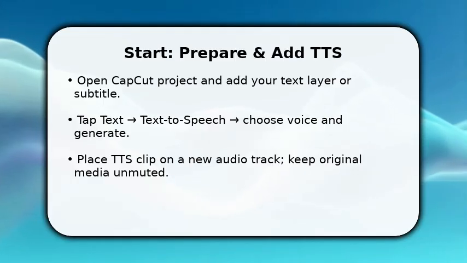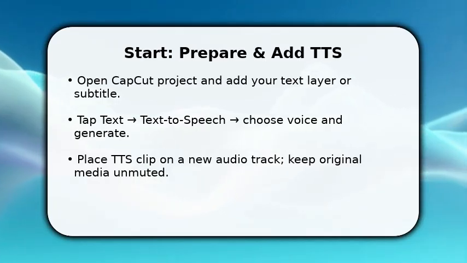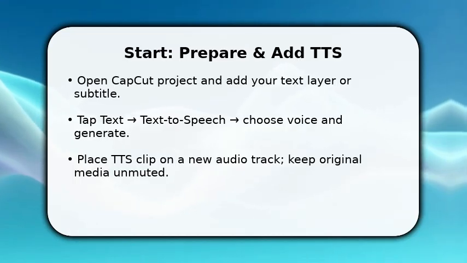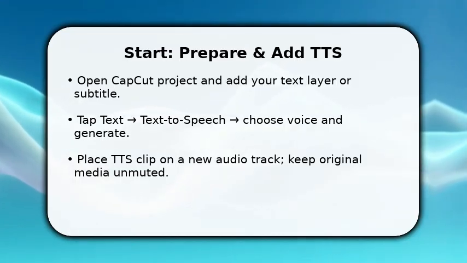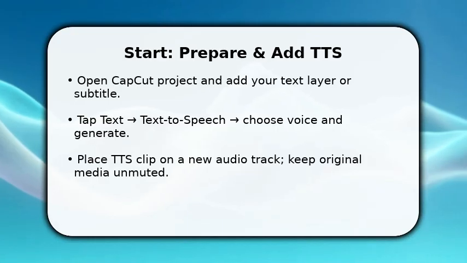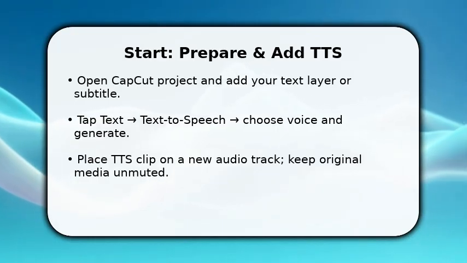You've opened your project and added the text. Now generate the text-to-speech. Select the text layer, choose text-to-speech, and pick the voice and speed that match your goal. Once done, insert the generated clip onto its own audio track so you can change it independently.